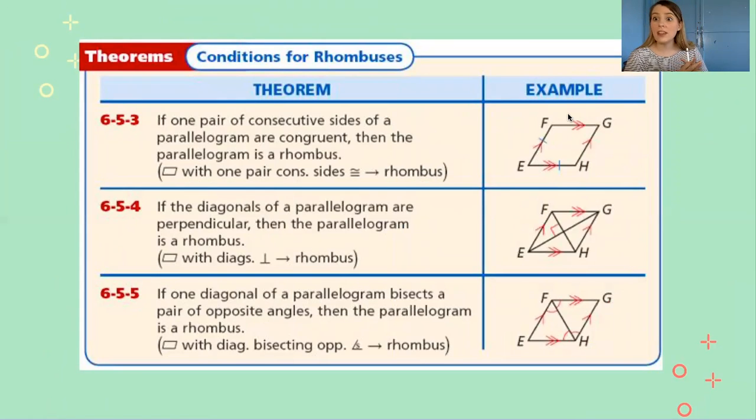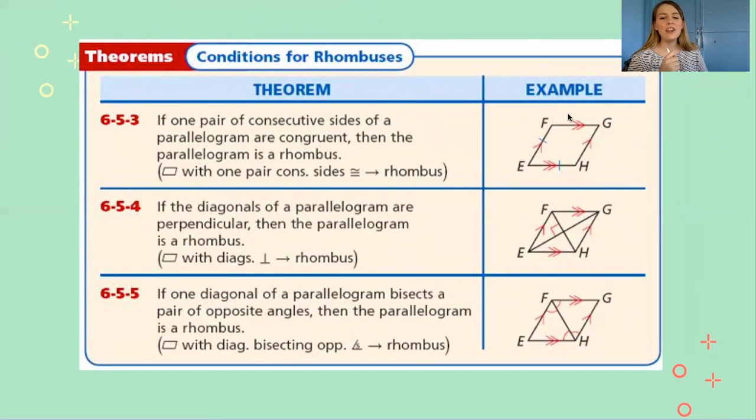So how do we prove that something is a rhombus? If one pair of consecutive sides of a parallelogram are congruent, it's a rhombus. So if we know the sides are parallel and then we know two of the sides are congruent, then we know it is a rhombus. Next, if we know the diagonals of a parallelogram are perpendicular, then we know it's a rhombus.